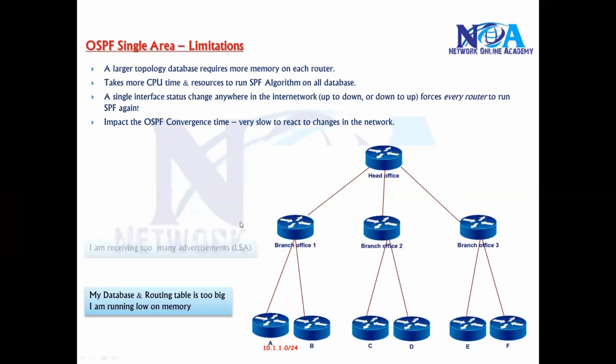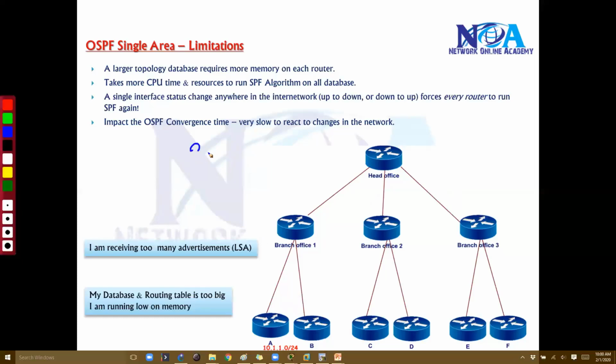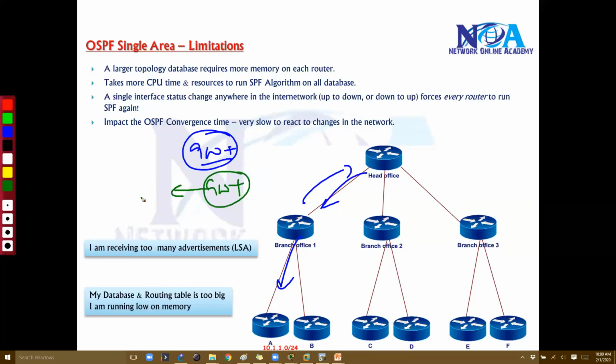The next problem is too many advertisements, because your network is bigger, with 900 plus routers. Every router is sending advertisements, so I'm receiving advertisements from each router, and I have to maintain them in my link state database. Again, that requires more CPU, memory and processing resources.